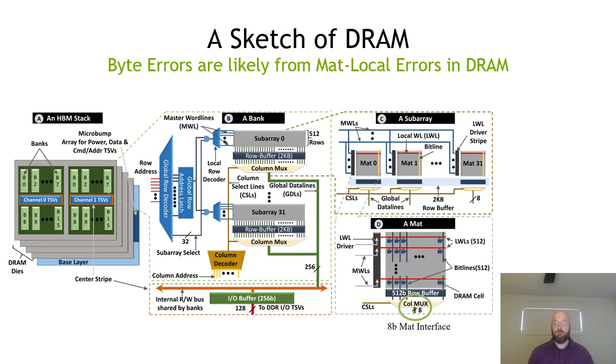It's likely that each mat holds a single logically contiguous byte of data, so as to be able to enable or disable each byte separately for masked DRAM writes. Thus, any mat-local errors will manifest as either bit or byte errors, and these two error patterns make up the vast majority of the errors we observe.